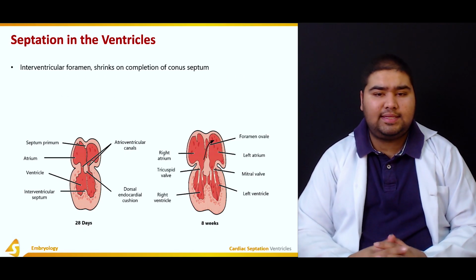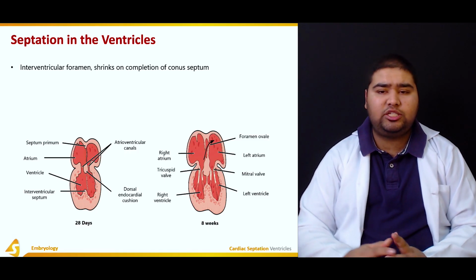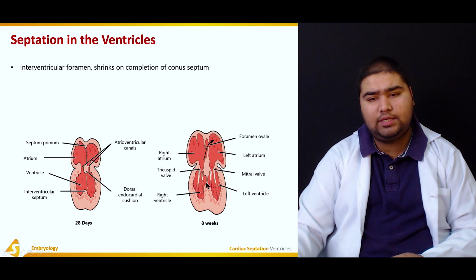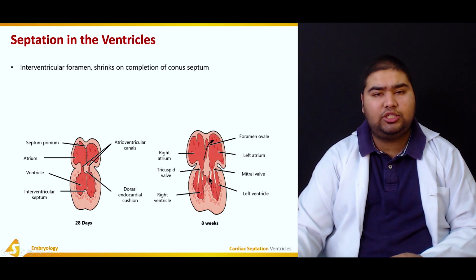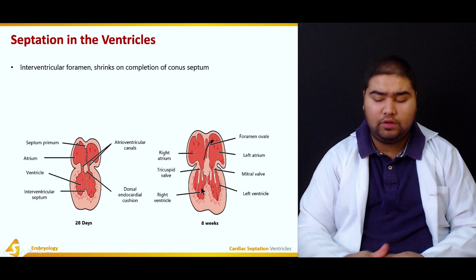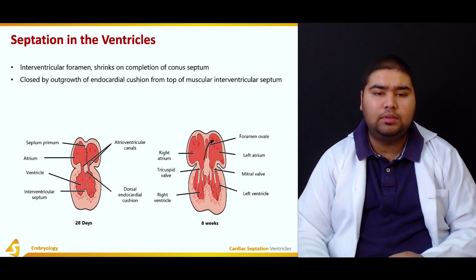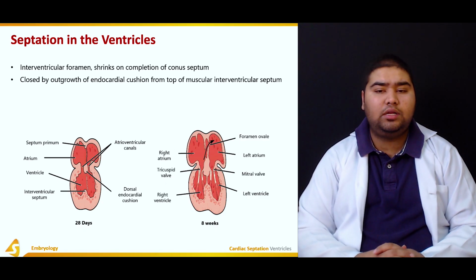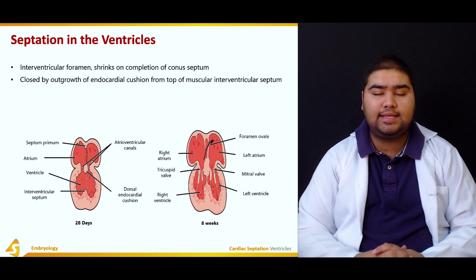So this is the interventricular foramen. It shrinks on the completion of the conus cordis. So this interventricular foramen has completely shrunk on the completion of the conus septum. Now it is closed by outgrowth of endocardial cushion from the top of the muscular interventricular septum.